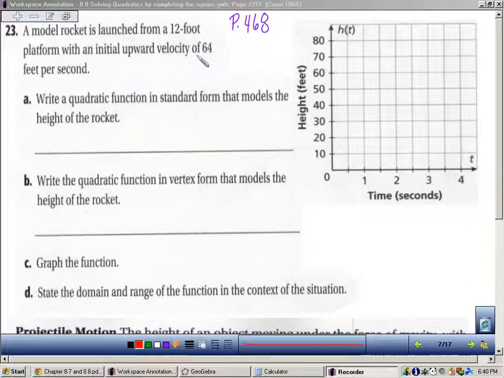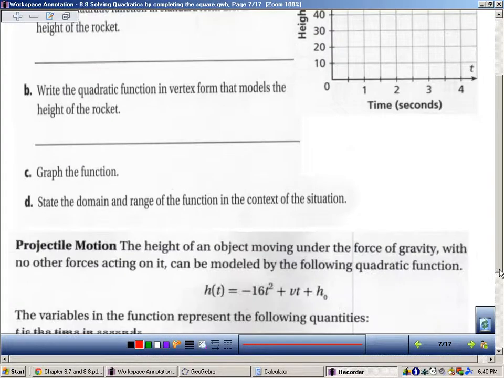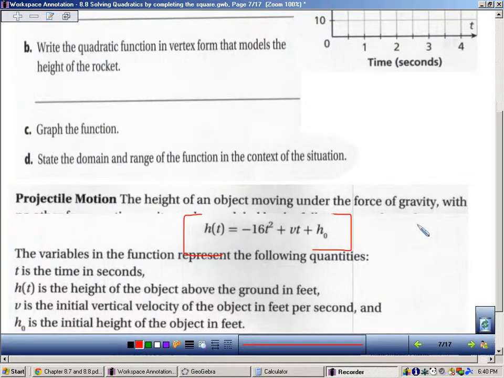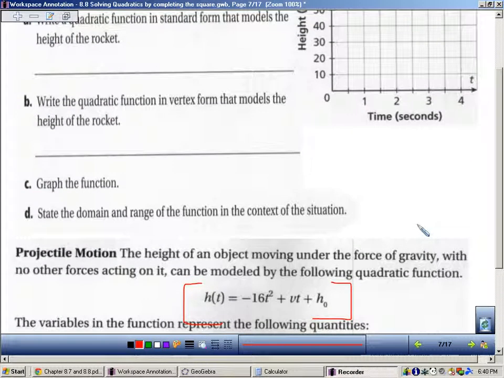A model rocket is launched from a 12-foot platform with an initial upward velocity of 64 feet per second. Write a quadratic function in standard form that models the height of the rocket. Now, the quadratic that models height of this type of motion is given here. It's projectile motion. And there is the quadratic equation that describes projectile motion under these given conditions. So I will write that down.